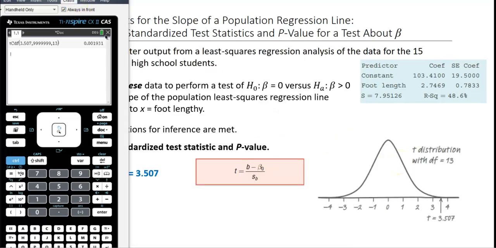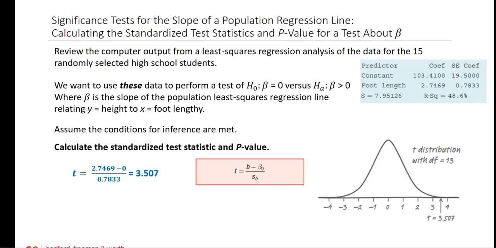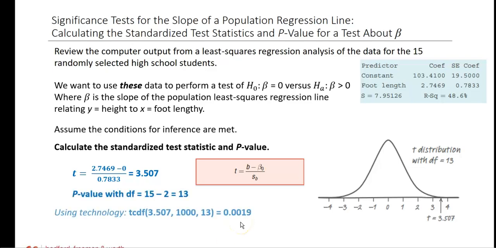Let's see what they got. So I drew it, 0.0019. We did it right? So that's what you do to get the p-value again.